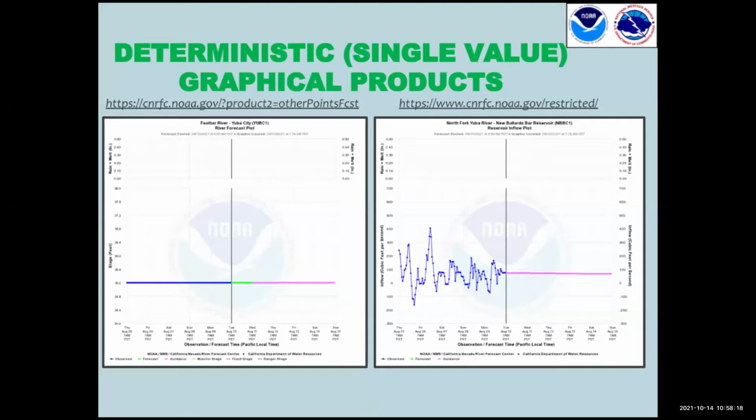And these are just two examples. We have one for a river forecast point on the left, Feather River at Yuba City, and then one on the right, which is the New Bullards Bar inflow forecast. So it's important to point out that we provide streamflow forecasts at a lot of river locations, both downstream and upstream of reservoirs, but we also provide inflow forecasts to quite a few reservoirs throughout California and Nevada.